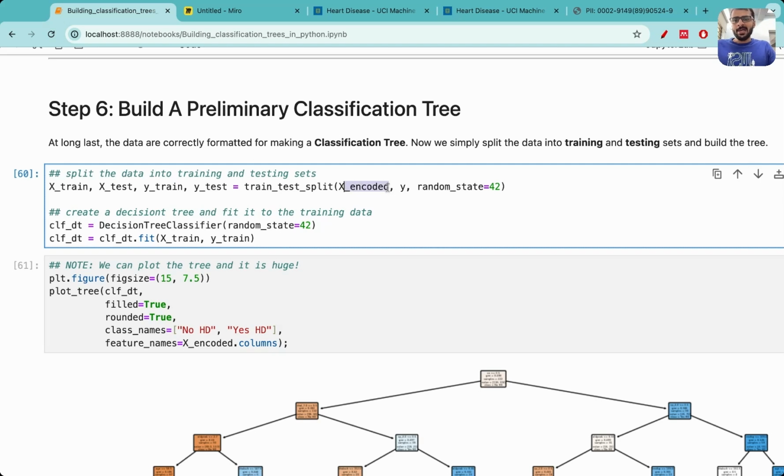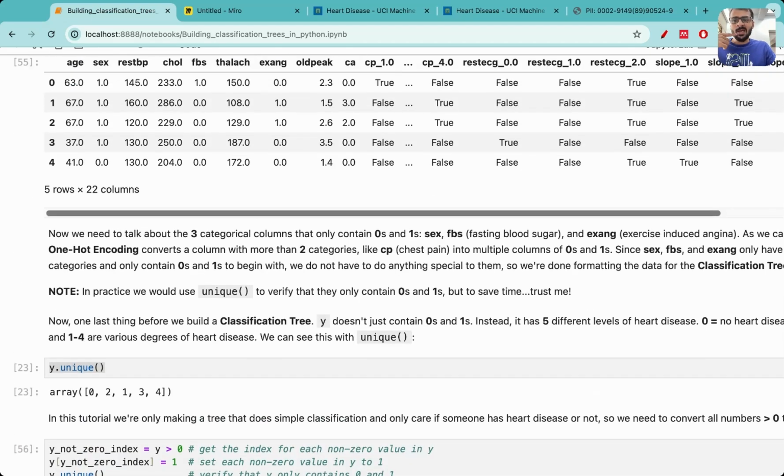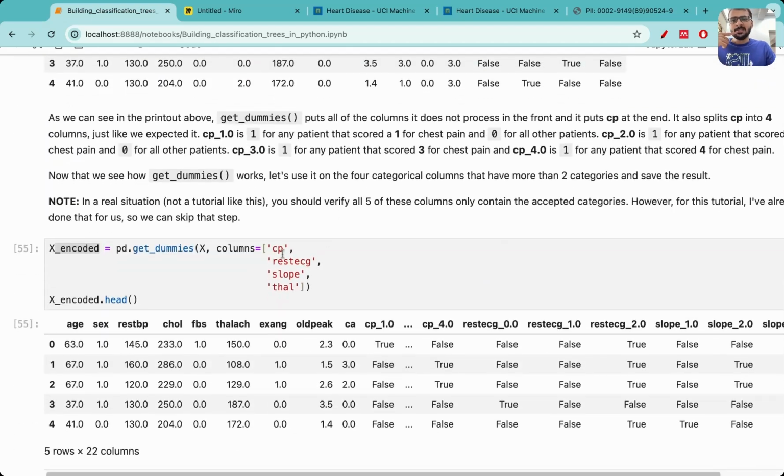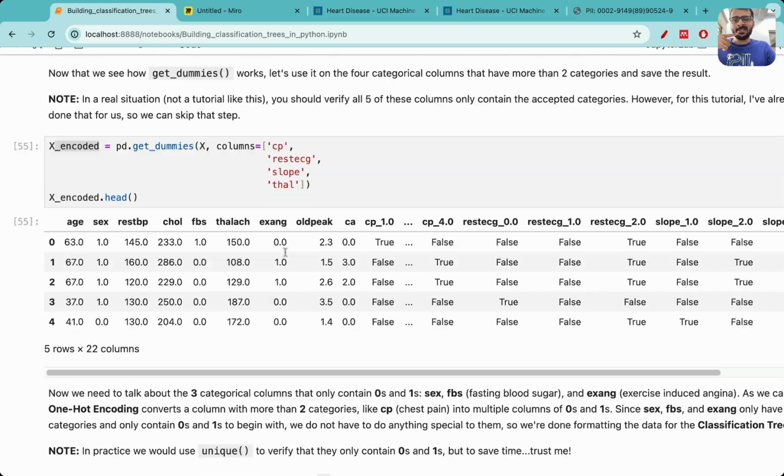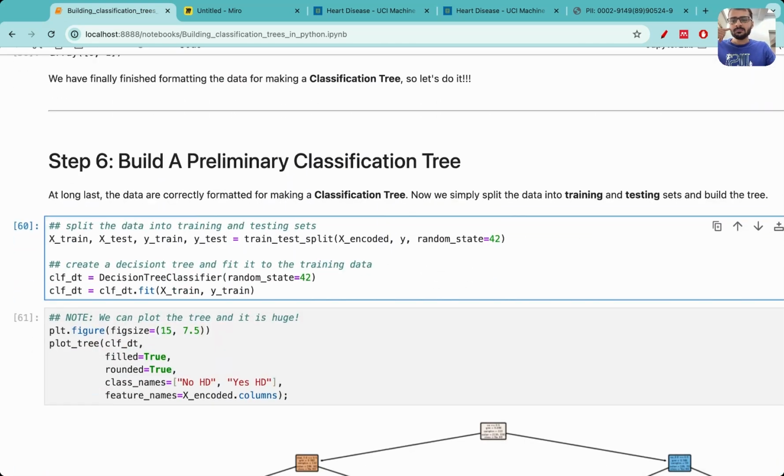Remember that all our data is now stored in this variable which is called X_encoded. So this has the one hot encoded variables. Remember that we have done one hot encoding for CP, rest ECG, slope, and thal, which is the thallium scan.